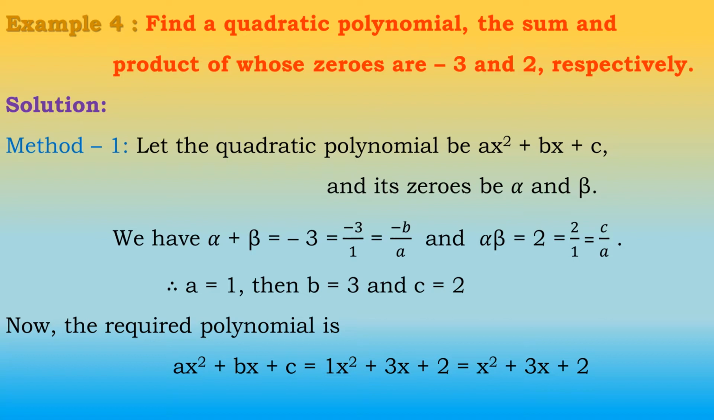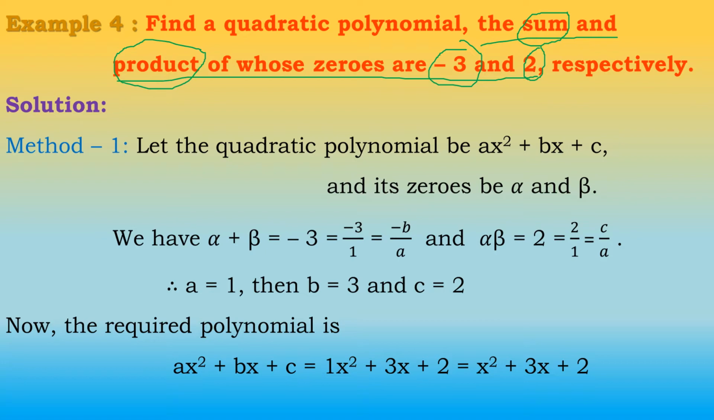If you observe here, there is a question. Find a quadratic polynomial, the sum and product of whose zeros are minus 3 and 2. Now first try to understand the question properly. What is given here? The values of minus 3 and plus 2 are not zeros. They are nothing but the sum of the zeros and product of zeros.